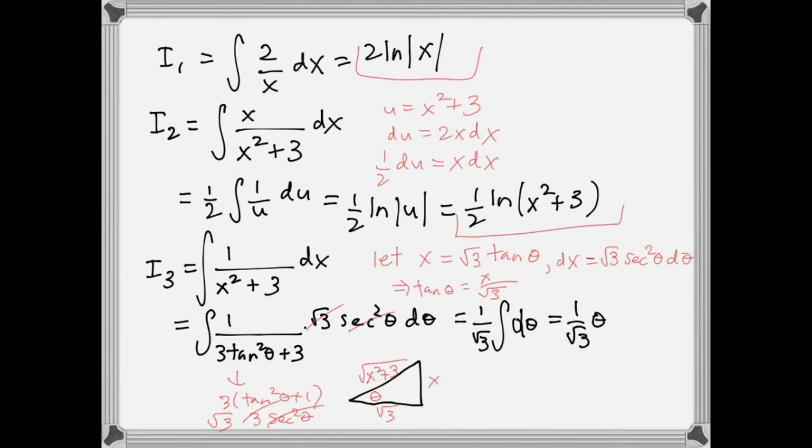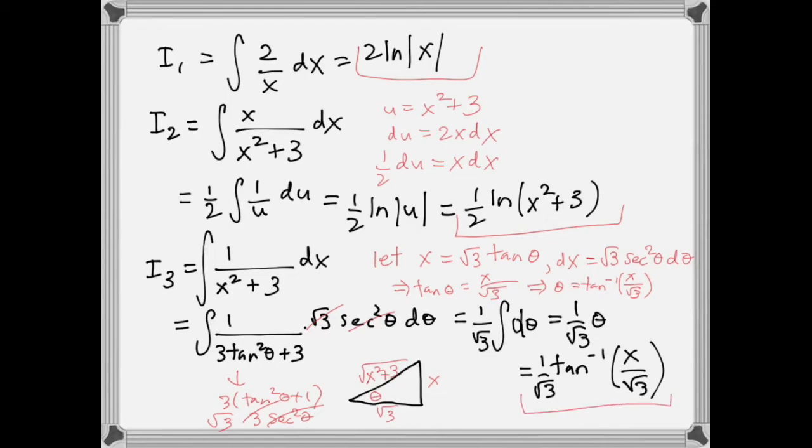Sorry, we didn't even need this triangle, right? Because it's just a theta, it's not a trig function here. So what is theta equal to? This means that theta is the arctan of x over root 3. So this is equal to 1 over root 3 arctan of x over root 3.